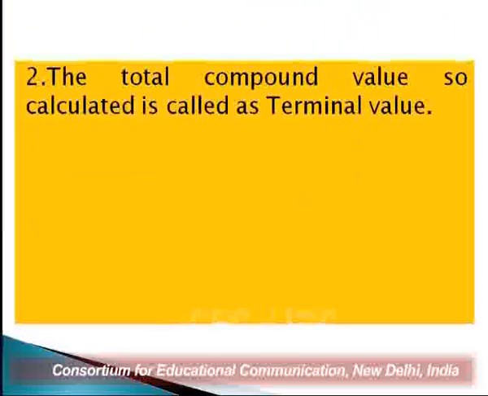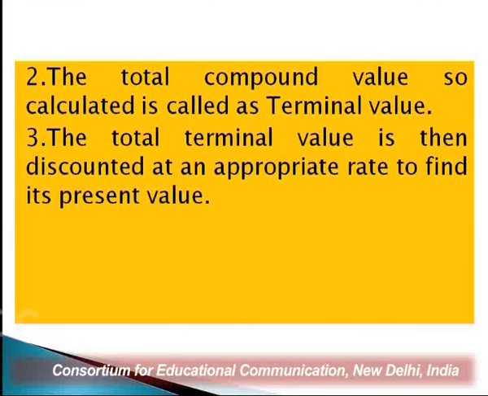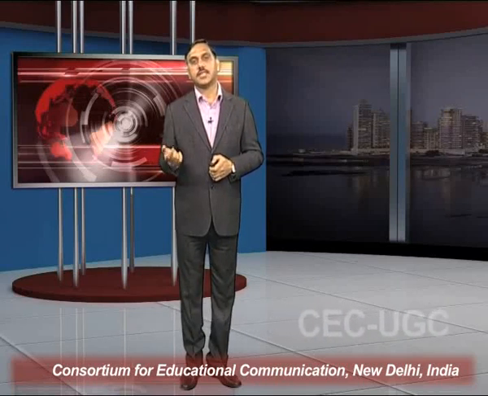After computing the total compound value, we give it the name of terminal value. The total terminal value is then discounted at whatever rate is given in the question to calculate the present value, and afterwards the rest of the process remains the same as we have been calculating NPV: present value of cash inflow minus present value of cash outflow. The only addition here is that you have an option to reinvest the cash inflow you are receiving, and after that you calculate the present value of that cash inflow.